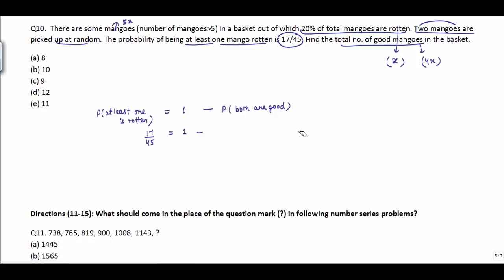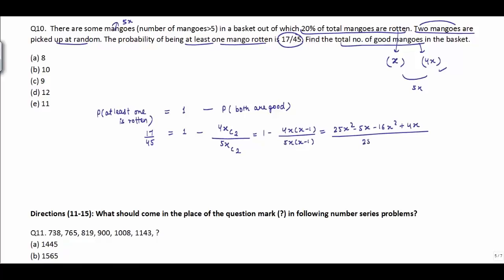This would be what? When both are good, then we need to choose 2 good mangoes from 4x good mangoes. And we have in all total 5x. So from 5x, we need to choose 2 mangoes. So this is the equation. Let us solve this. 1 minus, this is 4x into x minus 1 upon 5x into x minus 1. This eventually will become 25x square minus 5x minus 16x square plus 4x.